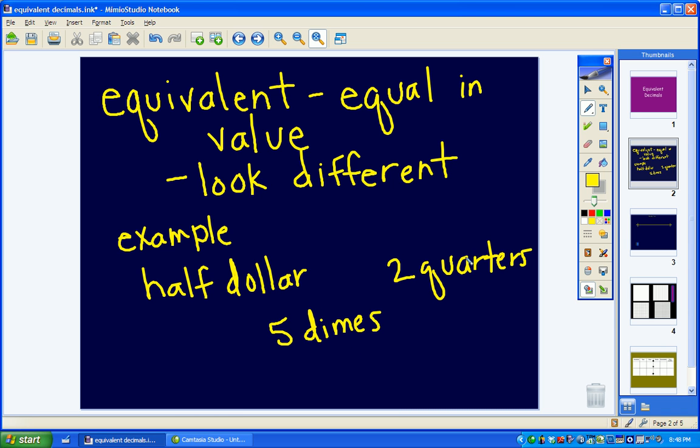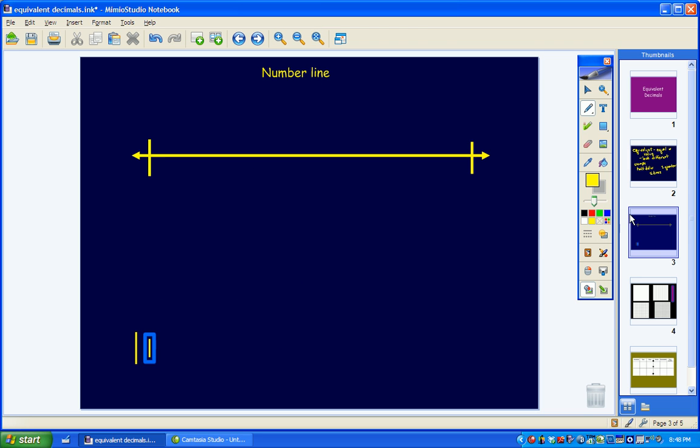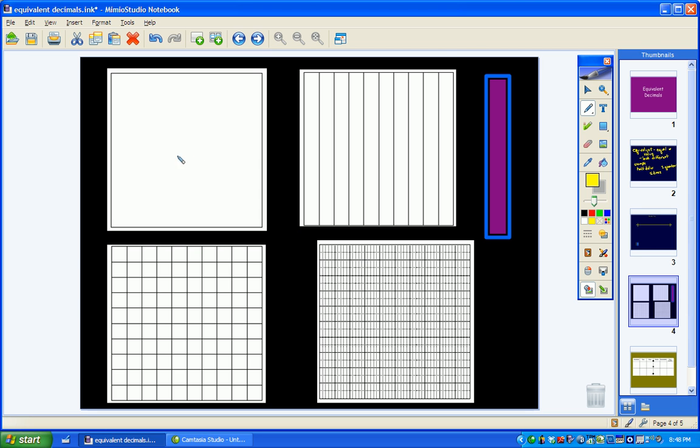So that is what we're going to be looking at today. We're going to be using a number line, and we're going to be seeing how decimals can look different but still be the same thing. We're going to be using the number line, like I said. We're also going to use our models to visually see what's going on.